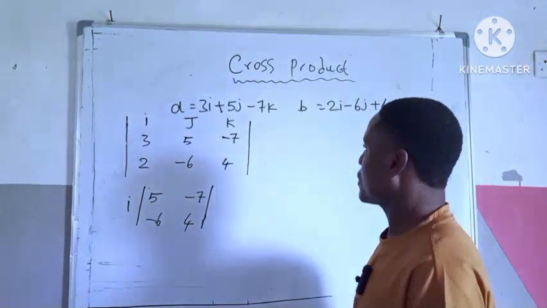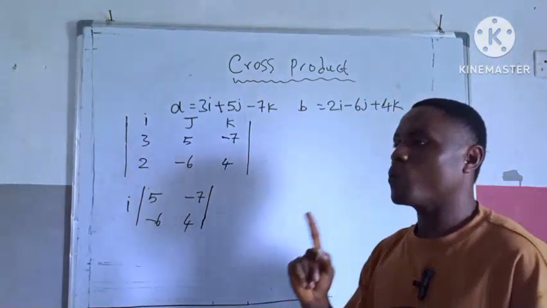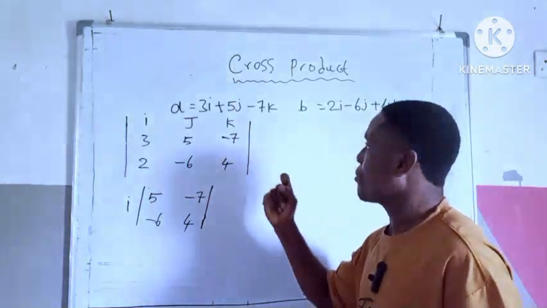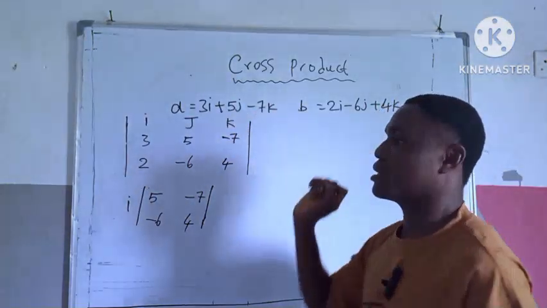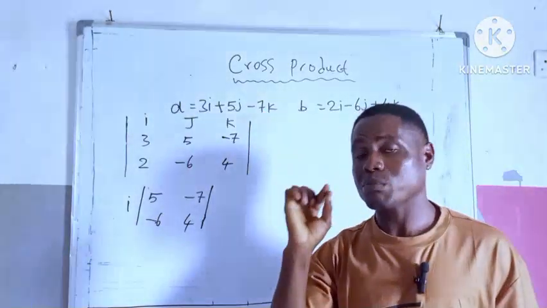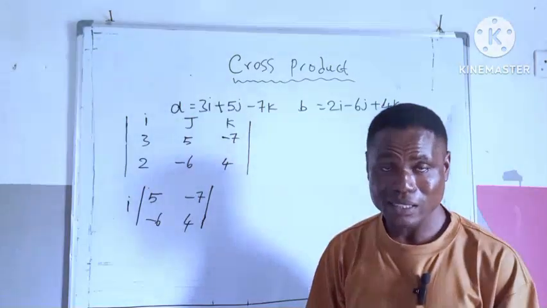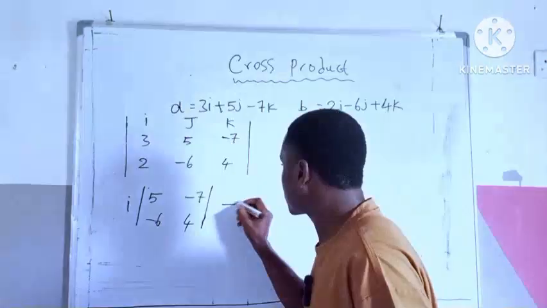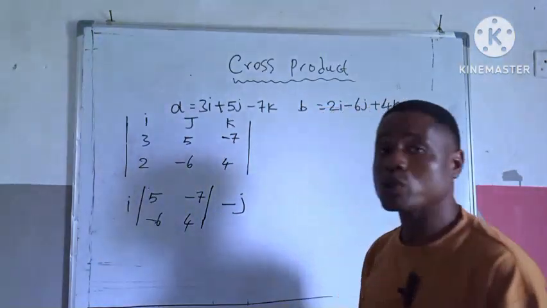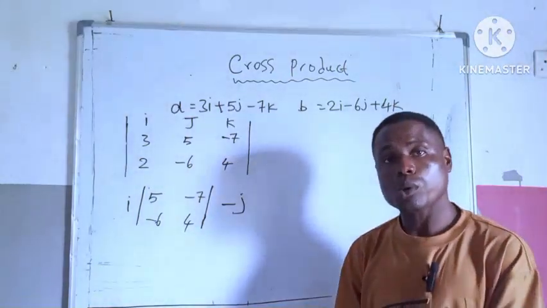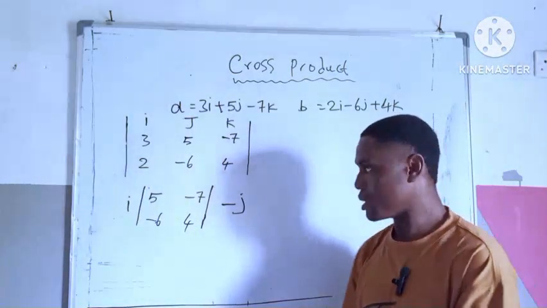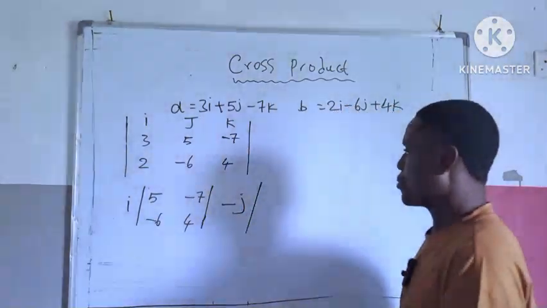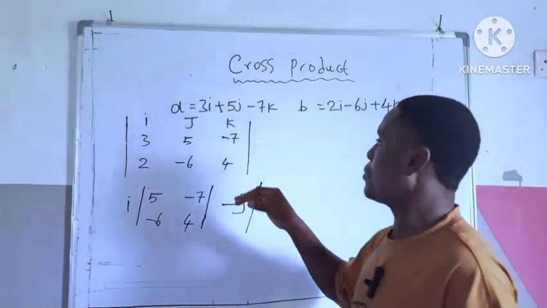Then the second alphabet is what? Now take note. When deriving this formula, the second alphabet, which is J, is in negative. That is minus. So you must put minus J. It's compulsory. Don't forget. So let's take note of the J ones.